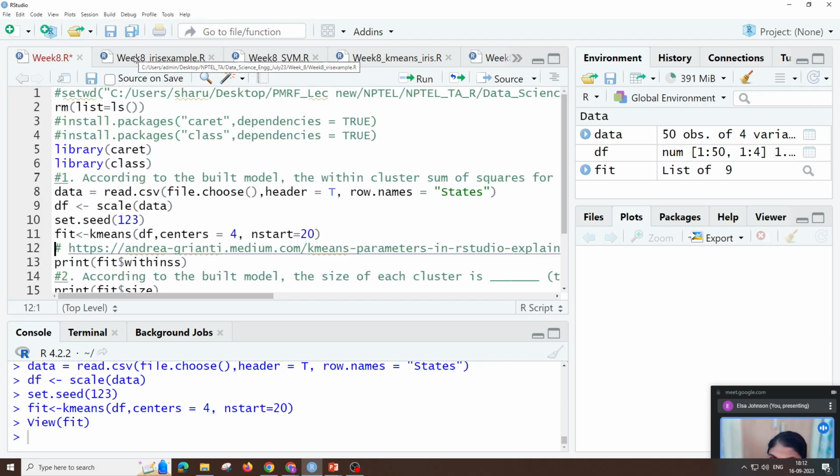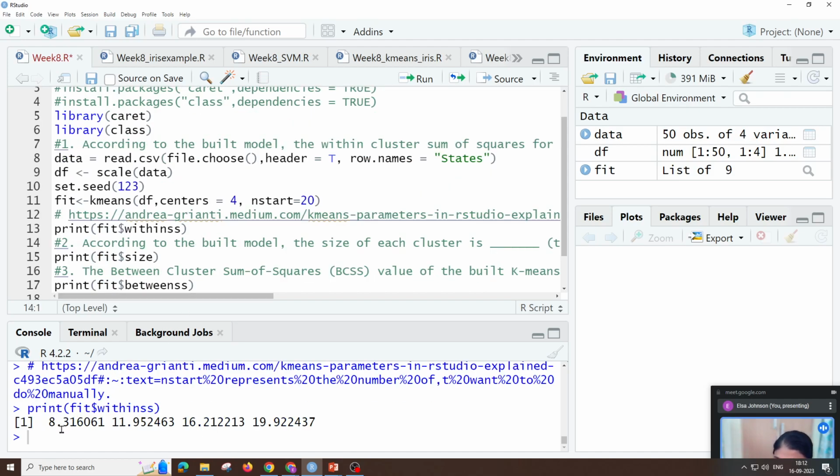So first, the question is to find the within sum of squares. We can just give fit dollar withinss. If you run this, you can find out the within cluster sum of squares is 8.316061, like this you can find it out.